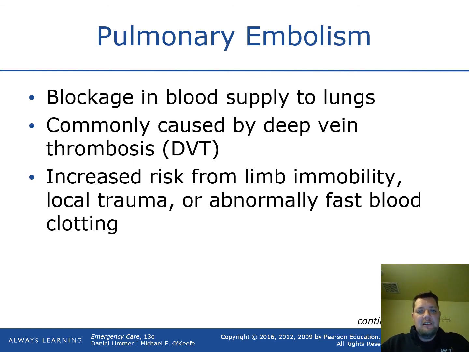So pulmonary embolism. This is a blockage in the blood supply to the lungs. Okay, so there has been some type of arterial obstruction that prevents pulmonary blood flow. These blockages cause disruption in the lung tissue. It disrupts that perfusion in the lung tissue. It's commonly caused by a deep vein thrombosis. It has an increased risk from limb immobility, local trauma, or abnormally fast blood clotting.